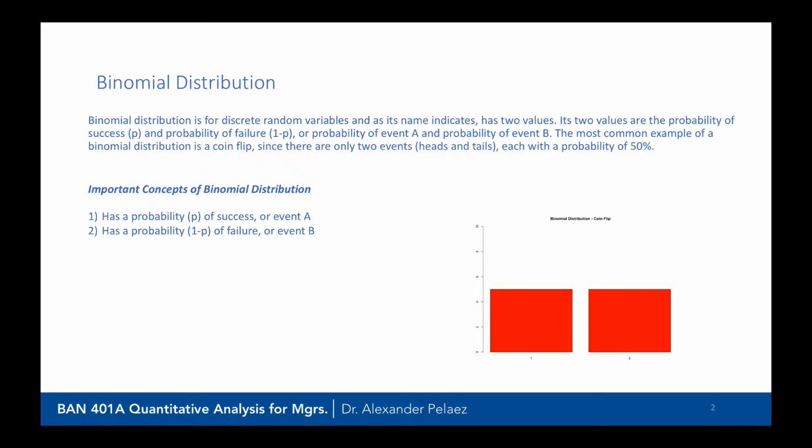Now let's take a closer look again at the binomial distribution. Again, the binomial distribution is for discrete random variables. As its name indicates, it has two values, A and B events, and it considers a probability of success P and a probability of failure 1 minus P. And we had said earlier that the most common example is a coin flip, or something that's high and low. A coin flip would obviously have a probability of 0.50.